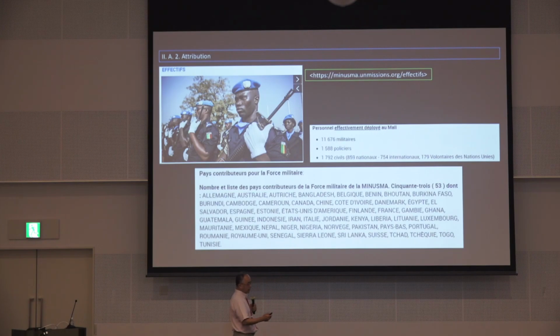In the case of MINUSMA, we have 53 states contributing forces, including Germany, Australia, Austria, etc. Those countries are sending their armed forces to Mali in the framework of the MINUSMA mission, the UN mission. So what is the status of those soldiers? They are soldiers of those states, right? But at the same time, they are working in the framework of MINUSMA.